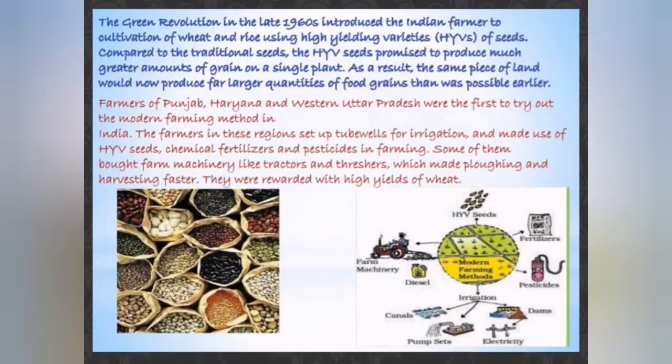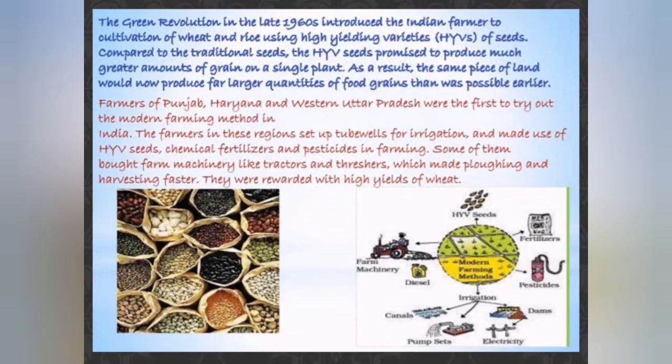The Green Revolution in the late 1960s introduced Indian farmers to the cultivation of wheat and rice using high-yielding variety seeds. Compared to the traditional seeds, HYV seeds promise to produce a much greater amount of grains on a single plant. As a result, the same piece of land would now produce far larger quantities of food grains than was possible earlier.